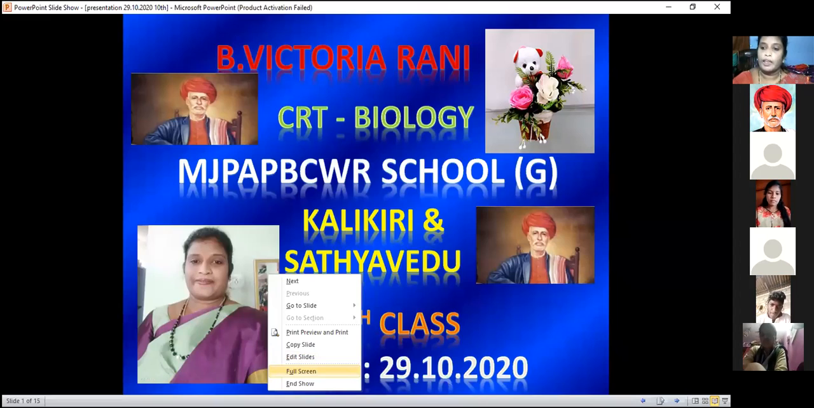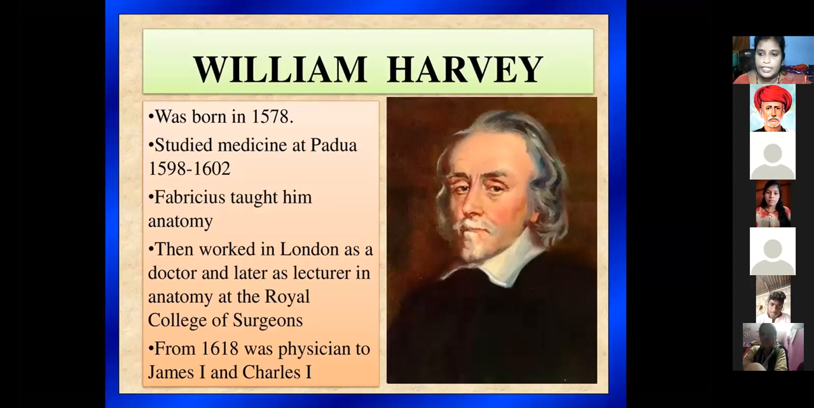Okay, ma'am. Next, one of the greatest scientists was William Harvey. He worked on blood anatomy. Blood గురించి ఇతను అనేక పరిశోధనలు చేశారు. He did a lot of experiments. He was born in 1578.